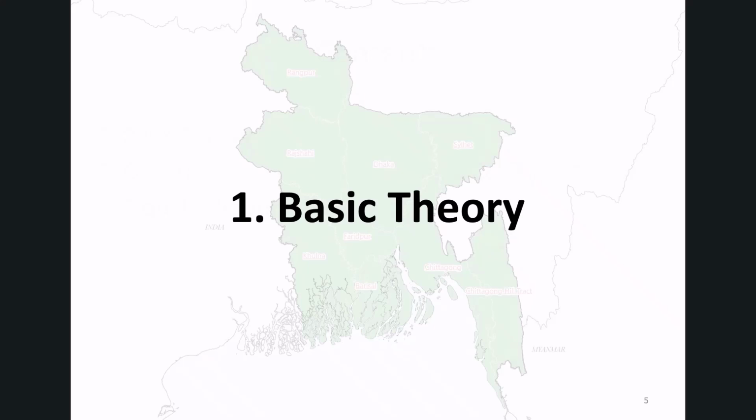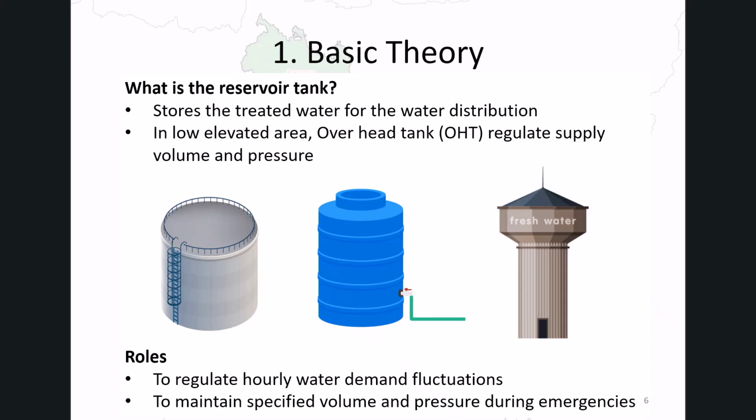Let's begin the basic theory. Water demand changes over time, and pump operation hours are usually limited in the POSHWA system. Therefore, reservoir tanks store water to balance supply and demand, raise the water level, and maintain adequate pressure in the pipelines. In addition, during emergencies, the tank can sustain a specified volume and pressure to ensure continued supply.